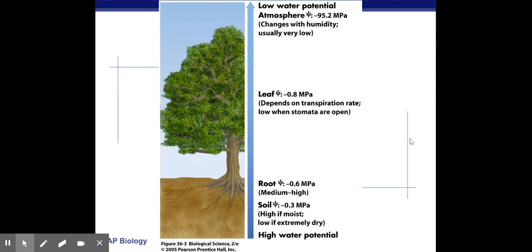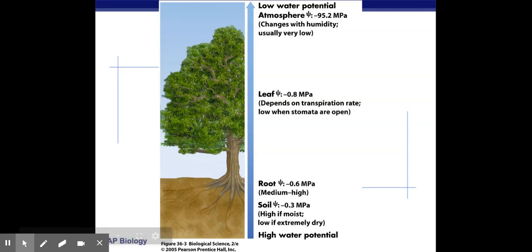Here's another example. If you ever wondered how plants transport water through their xylem and phloem all the way from the roots to the tippy top of the shoots, at the top, the atmospheric water potential is about negative 95 megapascals. That's hugely negative, right? Which means water wants to move in that direction, from high potential to low potential. Then in between, at the leaves, they have a negative 8. Down in the root systems, now we're getting higher and higher. Be careful, these are negative values.